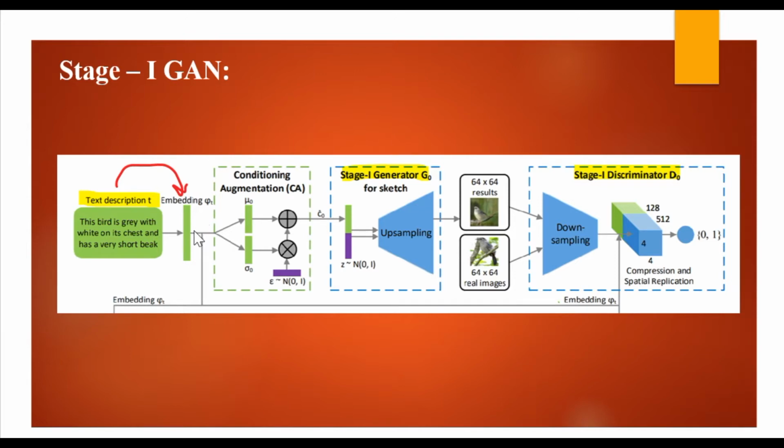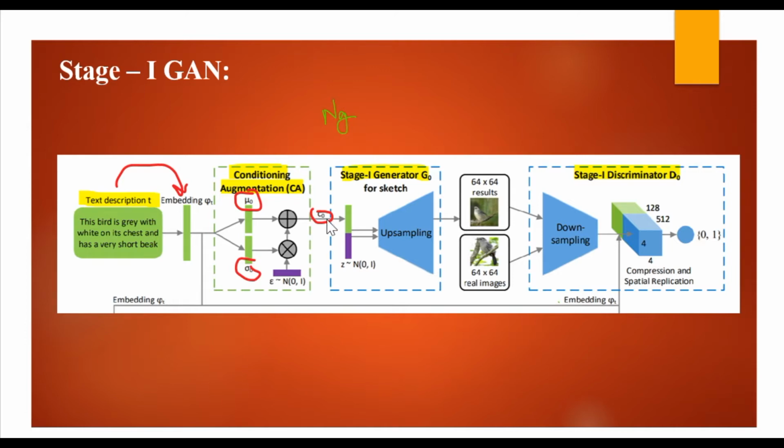Now this text embedding is then fed into a conditioning augmentation block, right, to generate c0 hat, which is a conditioning vector. Now this conditioning augmentation block is a fully connected layer which generates mu naught and sigma naught, which are the mean and standard deviation of a Gaussian distribution from which your latent variables or your conditioning vector is randomly sampled. Now this c0 hat, or your conditioning vector, is an Ng dimensional vector.